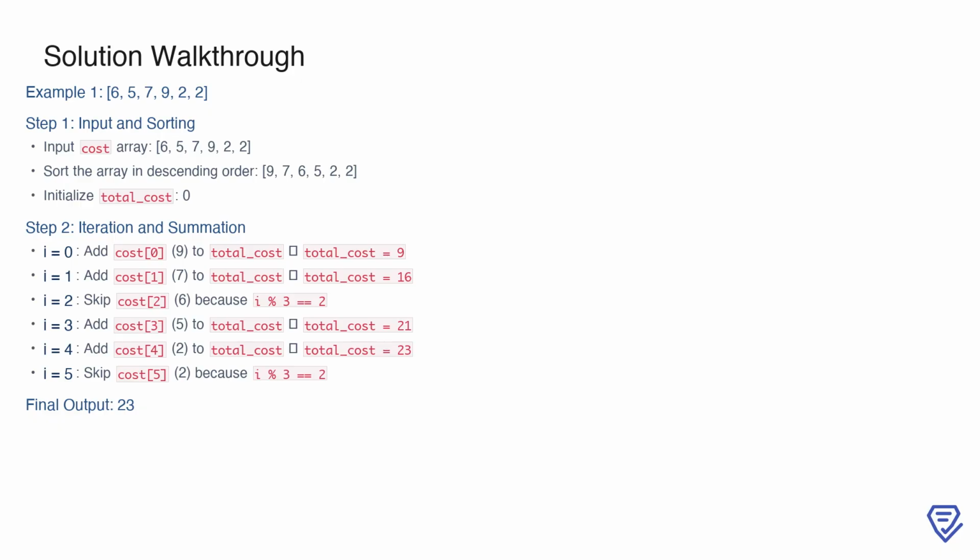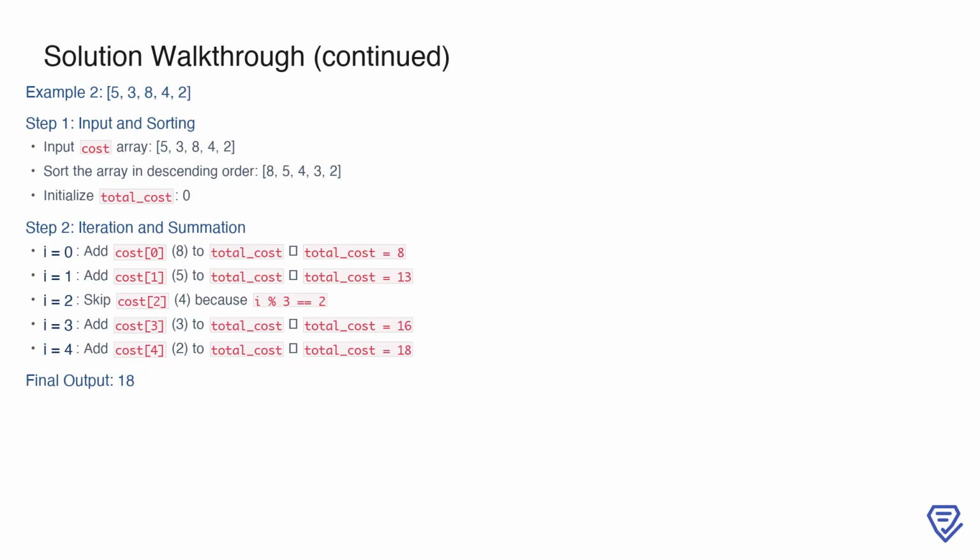For the first candy, at index 0, we add its cost, 9, to total_cost, making it 9. For the second candy, at index 1, we add its cost, 7, to total_cost, bringing the total to 16. At index 2, we skip the candy with a cost of 6 because the rule states we skip every third candy, or when i % 3 equals 2. At index 3, we add the cost of 5, updating the total to 21. At index 4, we add the cost of 2, reaching a total of 23. Finally, at index 5, we skip the candy with a cost of 2 since it's the third candy in this group. The result is a total minimum cost of 23.